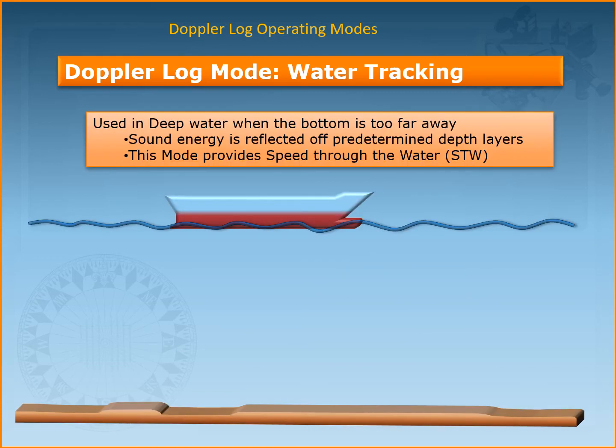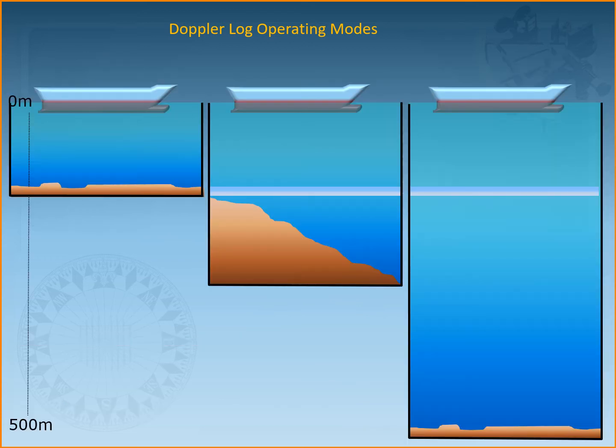Then we have the water tracking mode. This happens in deep water where the bottom is too distant to reflect sufficient energy. Electronic circuits within the receiver then enable the sound energy reflections from a predetermined water layer to be used to measure the speed. This speed measured is speed through the water, and this mode of operation is called the water track or the water log.